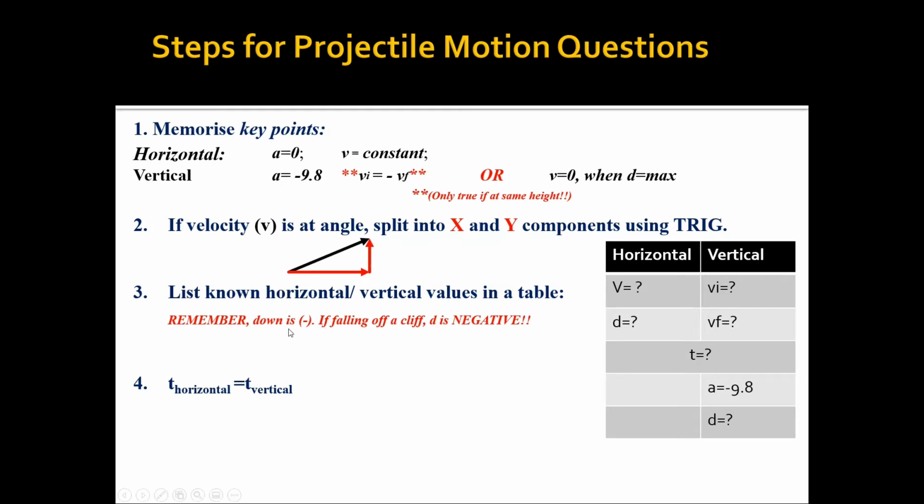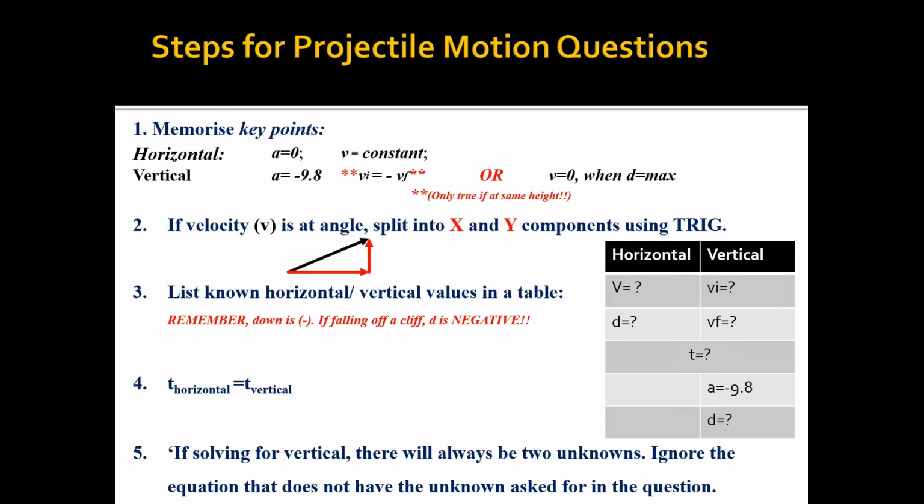One other very important thing to note down is that if the distance is down, let's say that an object is falling off of a cliff and falling down, the distance will be negative. If the velocity is down, if it's moving down, the velocity will be negative. And this is really important because we state that our acceleration is negative 9.8 because it's going down.